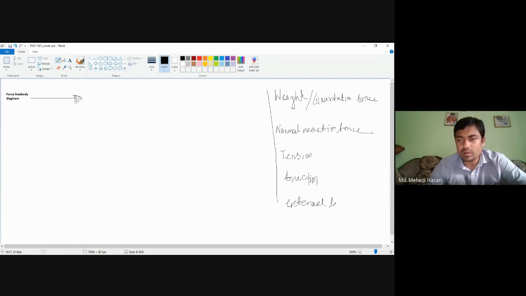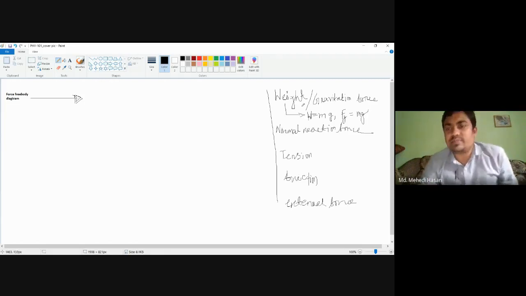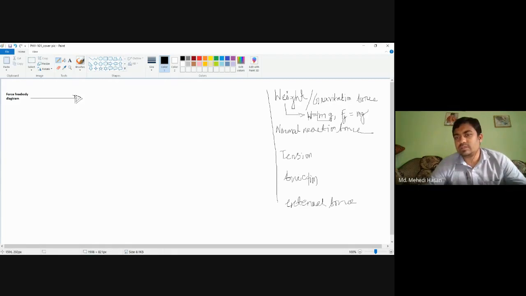External force. These are the forces involved in this chapter, so we have to remember them. First is weight, or gravitational force. Weight is denoted by W, so W equals mg, or we can say the gravitational force Fg is equal to mg. This force is always present on an object, and it is always mg. So this is a defined force.